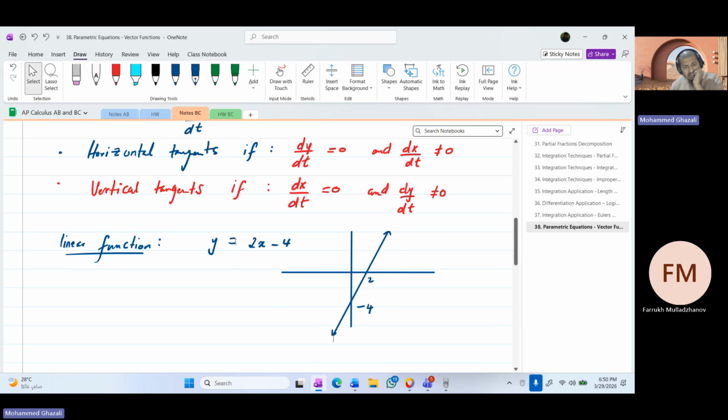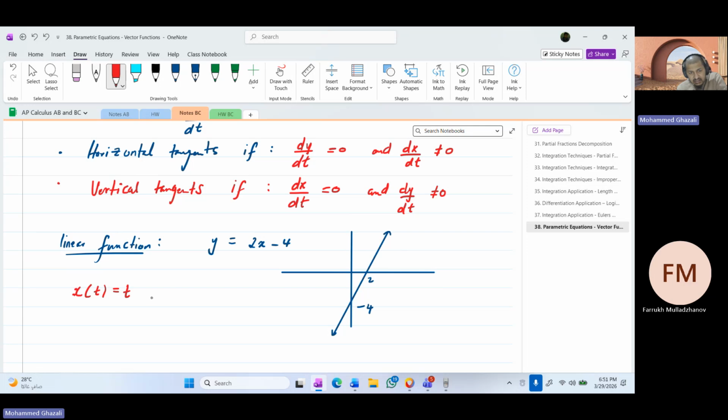But we can convert this into a more generalized function, which is basically a parametric equation. So how can I convert this into a parametric equation? First, I need to set a parameter. Let's call x of t equal to t, right?